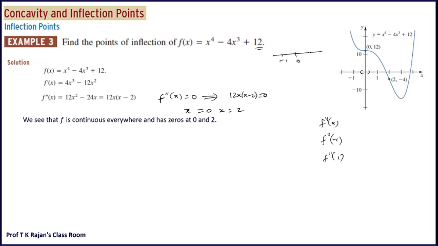You take minus 1 and plus 1 on either side, calculate f double dash of minus 1 and f double dash of 1. So what is f double dash of minus 1? f double dash is 12x into x minus 2. So 12 into minus 1 into minus 1 minus 2.